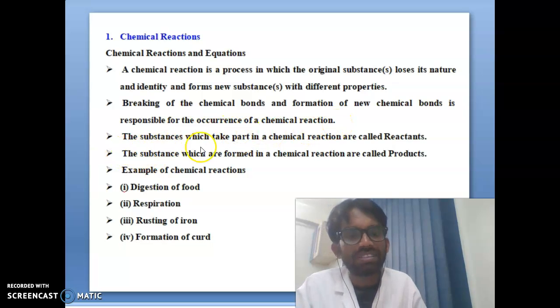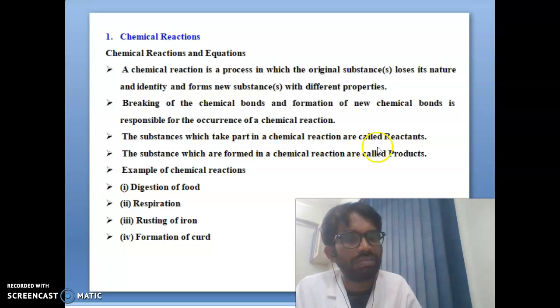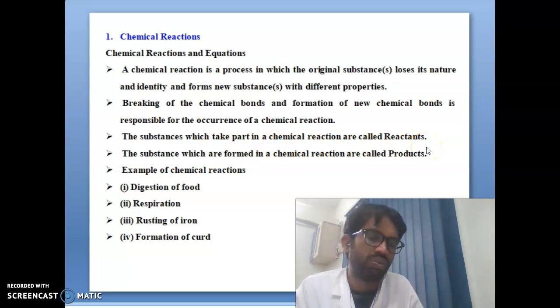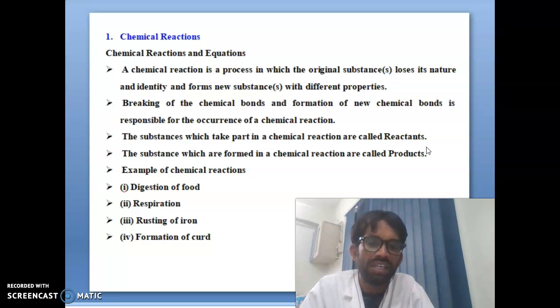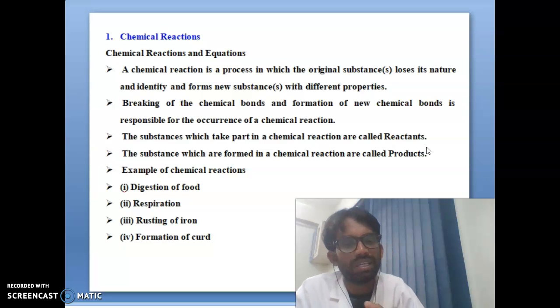The substance which takes part in a chemical reaction is called a reactant. That is also very important. And what is a product? The substances which are formed in a chemical reaction are called products. So the reactant and the product are the main parts of a chemical reaction.